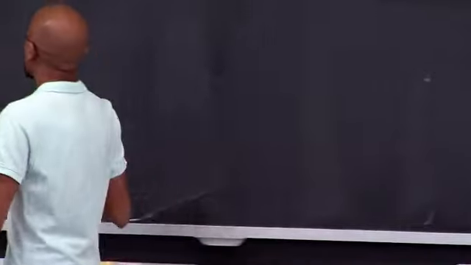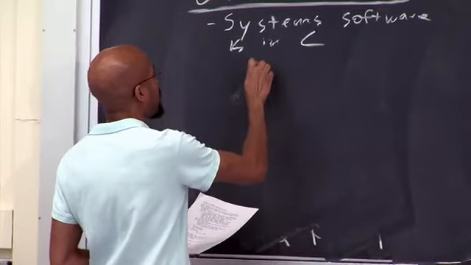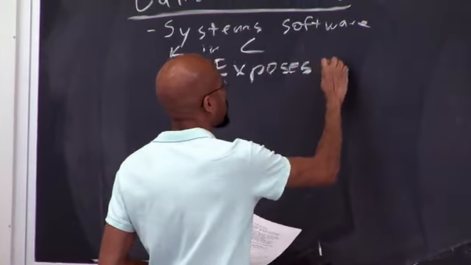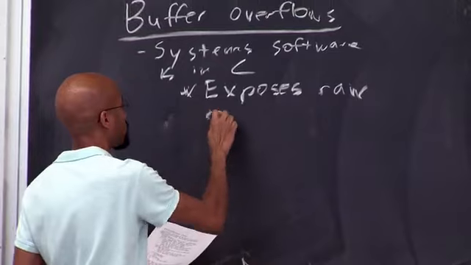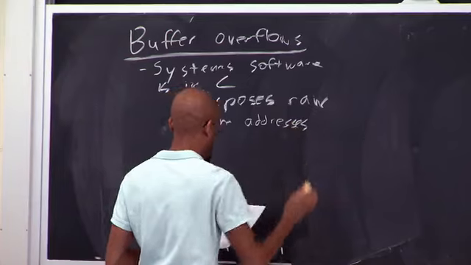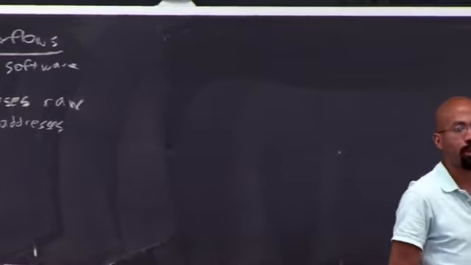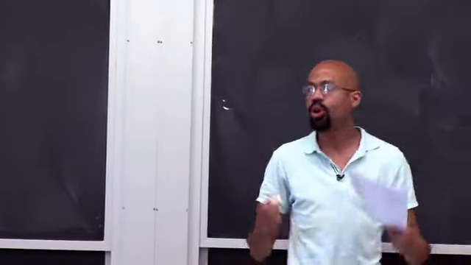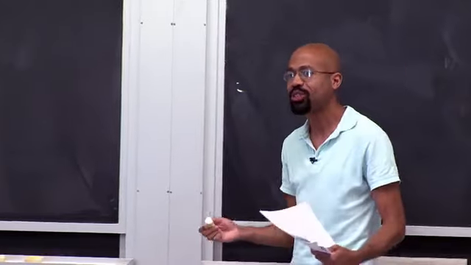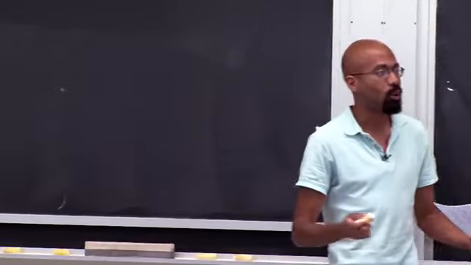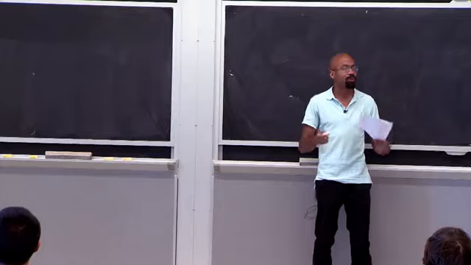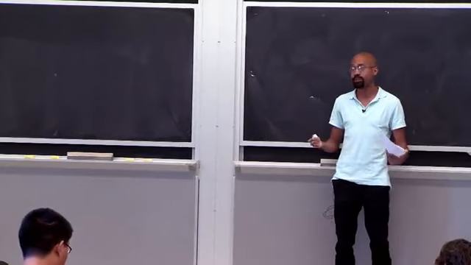Now, the problem with things being written in C is that C actually exposes raw memory addresses. Not only does it expose raw memory addresses, but it also performs no bounds checking when programs manipulate those raw addresses. And so as you can imagine, this is a recipe for disaster. So once again, why doesn't C check these bounds? Well, one reason is because the hardware doesn't do that. And people who write in C typically want the maximum amount of speed possible.